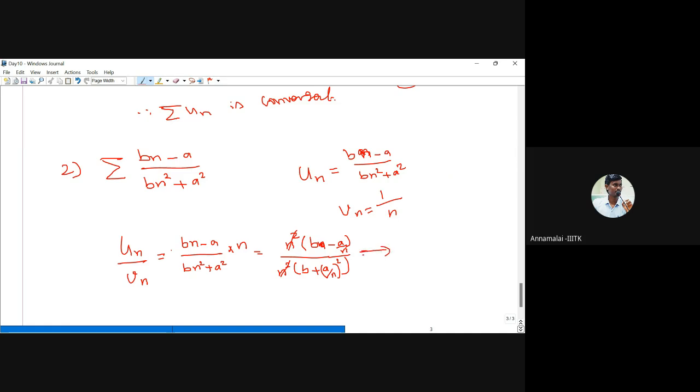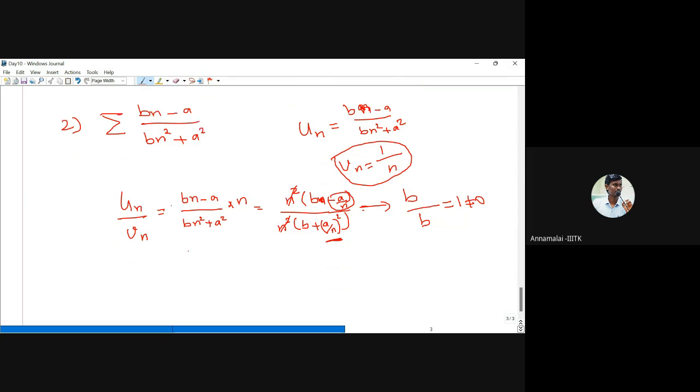As n goes to infinity, this goes to 0 because it is 1 by n. Therefore, in the numerator we have b. In the denominator, again the 1 by n term goes to 0, so we have b. So b and b cancel, and we get 1. It is a non-zero number. Therefore the quotient is a non-zero number, so both series have identical behavior. We know that summation Vn is divergent because summation 1 by n is divergent. Since the quotient is 1, summation Un is divergent.